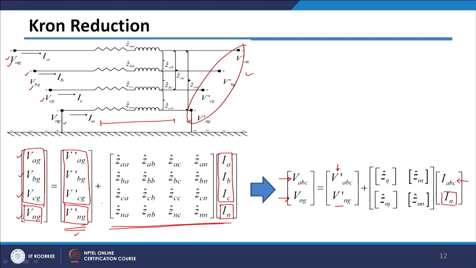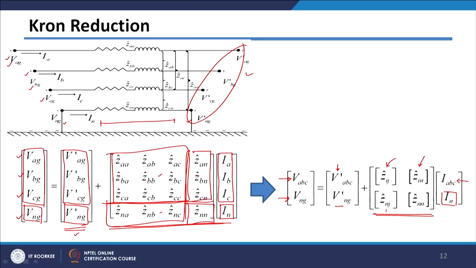Therefore, this matrix will again get divided into 4 parts, similar to those. This part corresponds to your phase conductors, and the remaining parts are phase conductor to neutral conductor, and only the neutral conductor part. So, again this matrix is divided into 4 parts. This part is only related to your phase conductors, this is phase and neutral, this is again phase and neutral, and this part is only related to your neutral conductor.